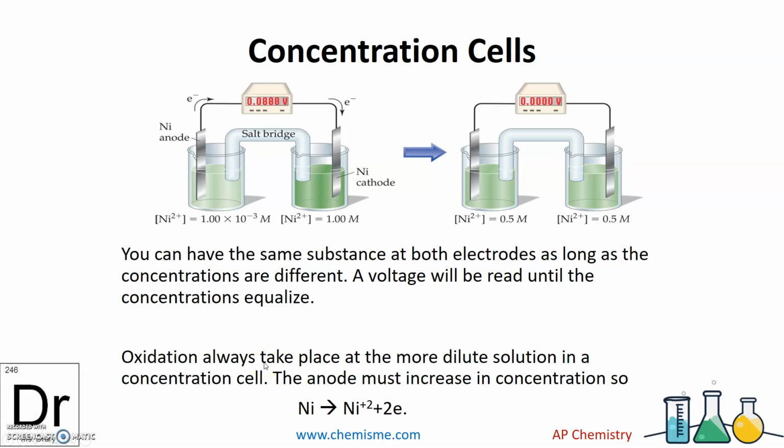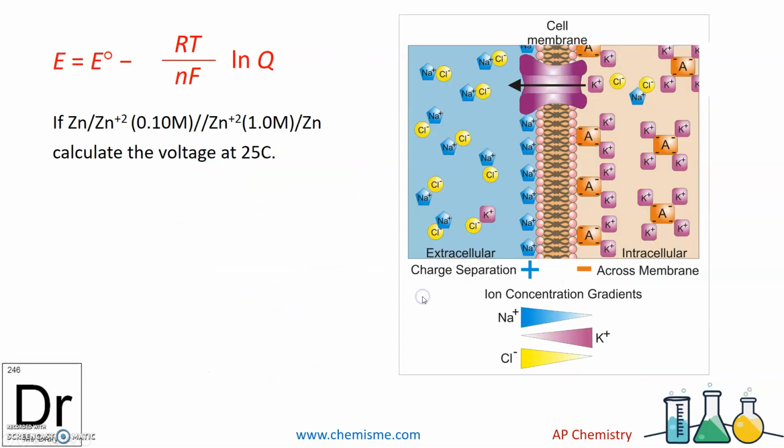Oxidation always takes place at the anode. In this case, it's going to be the more dilute solution, so that way we can get that anode to dissolve and increase the molarity to 0.5. That means the cathode has to gain electrons, reduction at the cathode, and that way that cathode will take some of the nickel out of the solution and deposit it onto the cathode. Remember, fat, red, cat. So we're noticing, and if you want to write this down, that the anode is always the dilute solution and the cathode is always the concentrated solution.